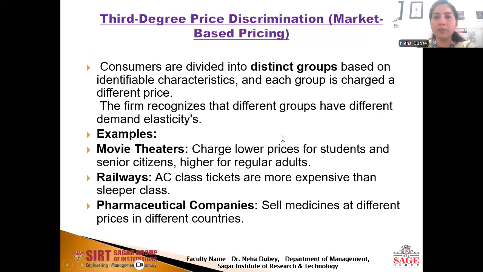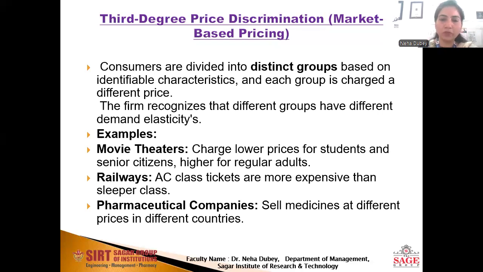Now, the third degree price discrimination, or market-based pricing. Here, the consumers are divided into distinct groups, which we have studied in the definition part, that is market segmentation, based on identifiable characteristics, and each group is charged a different price. The firm recognizes that the different groups have different demand elasticities, as we already discussed.